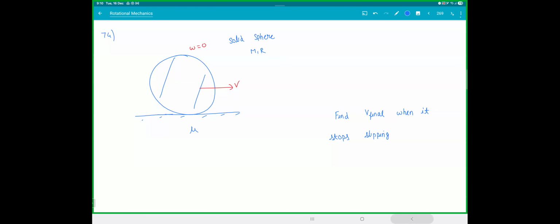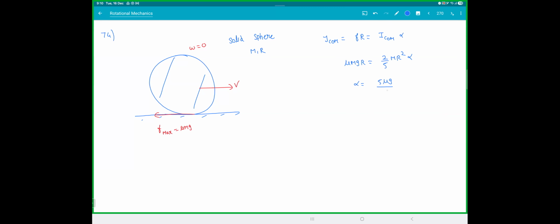Let me show you both. First, let's do the tougher one. Since you're going with velocity, you're going to skid. You'll have maximum friction because you're skidding, which is mu mg. So you can't take torque about the bottommost point. Torque about center of mass will be F max R equals I center of mass alpha, which is mu mg R equals 2 by 5 mR squared alpha. You will get alpha equals 5 mu g by 2R.